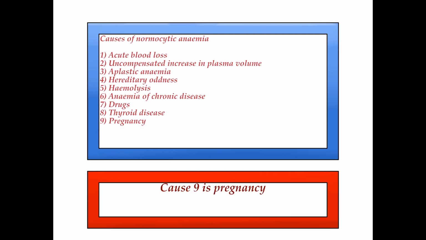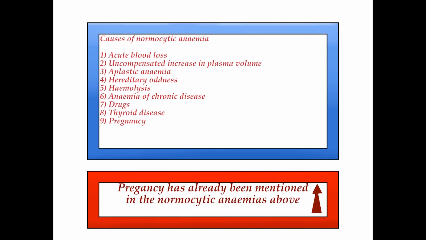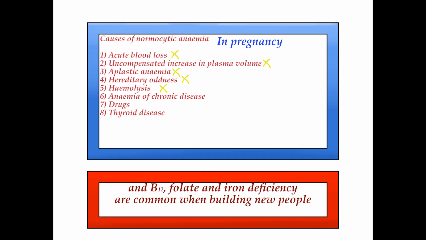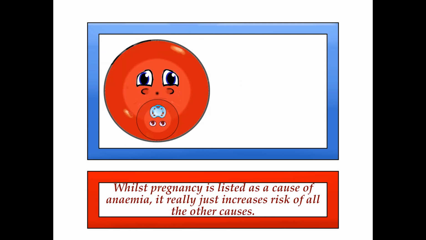Cause 9 is pregnancy, and I don't know if you noticed, but I've been dropping hints on this already. Most things that cause anemia can be there in pregnancy, so increase in plasma volume, aplastic anemia, hereditary stuff, and hemolysis I've already mentioned. Pregnant women also have unexpected blood loss, and it's not unusual to get B12, folate, or iron deficiency when making a new person from scratch. So, though pregnancy is on the list, it really is a case of considering any of the above.